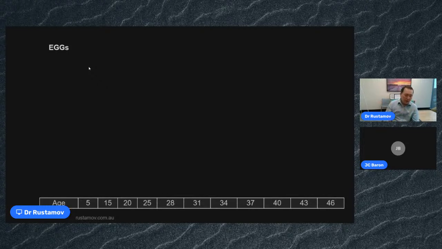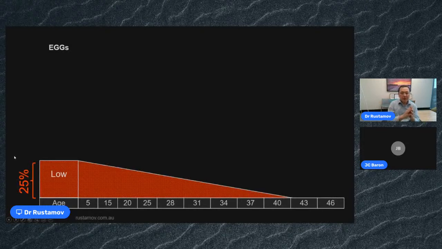Okay, so women are born with a set number of eggs in the ovaries, and as they get older, they lose ovarian reserve. Let us say this is age 0, when they were born, up to the age of 46 here. Interestingly, some women are born with a low egg reserve, and they lose their ovarian reserve much faster, and they become infertile much faster than other women.